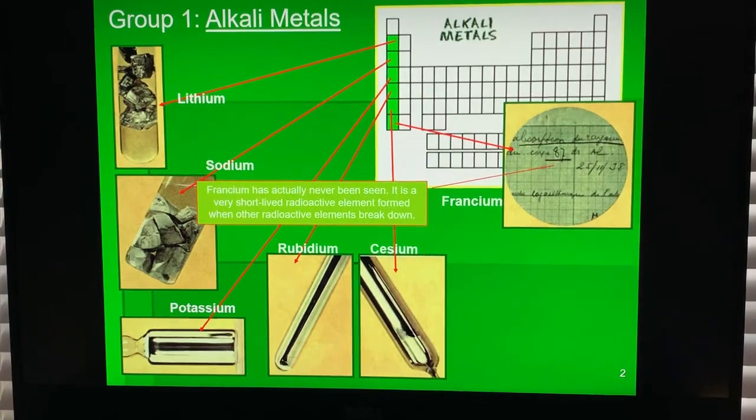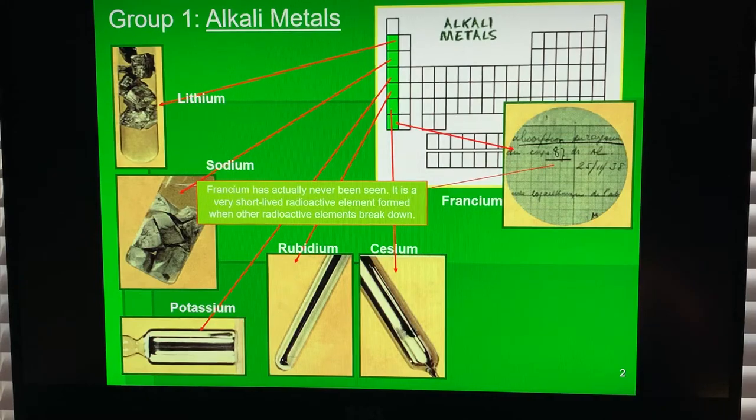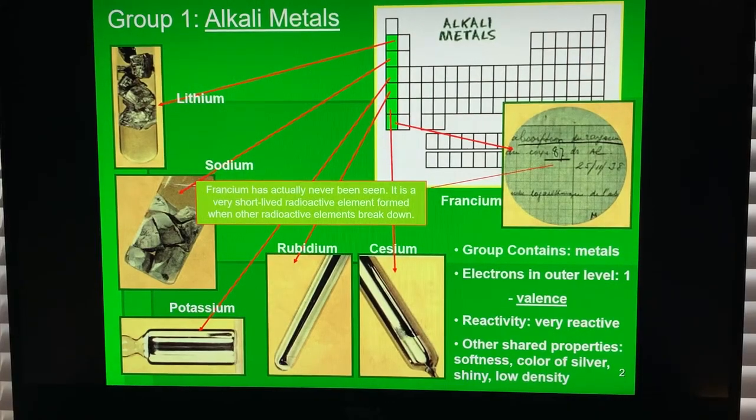Francium is so unique, it has never actually been seen. It's a very short-lived radioactive element discovered by Marie Curie and her husband, and formed when other radioactive elements break down. It has a very short half-life, like 0.006 seconds or something like that. So once it's there, bloop, it's gone. That's how fast the radiation leaves and changes it to another element.